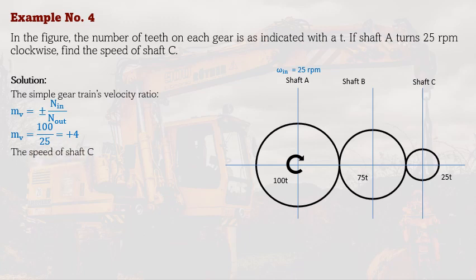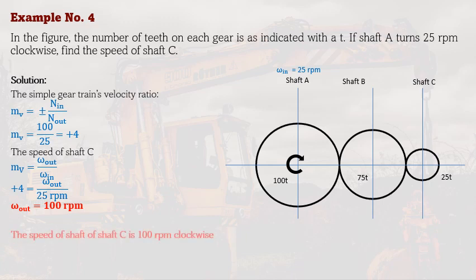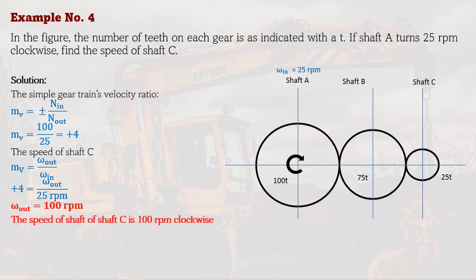To obtain the speed of shaft C, we'll use our velocity ratio formula using the fundamental law of gearing. Then we can get the speed of shaft C to be 100 RPM. If you examine it, since the idler changes the rotation from clockwise to counterclockwise, and then from counterclockwise to clockwise, it will still have a clockwise direction. So the speed of shaft C is 100 RPM clockwise.